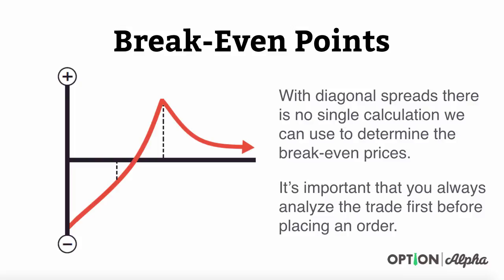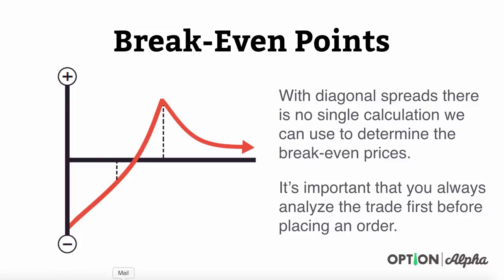Now, the break-even points with these put diagonal spreads are really hard to calculate. There's no single way to do it. You can't really determine the break-even prices on these because of the decay in options. It tends to shift and move. So it's important that you always analyze the trade first before placing an order.